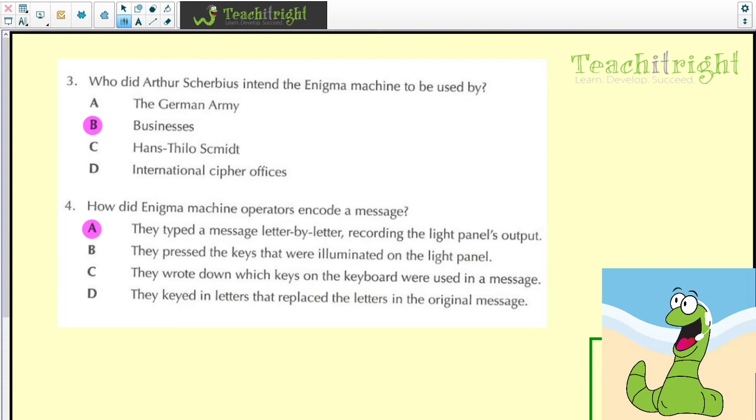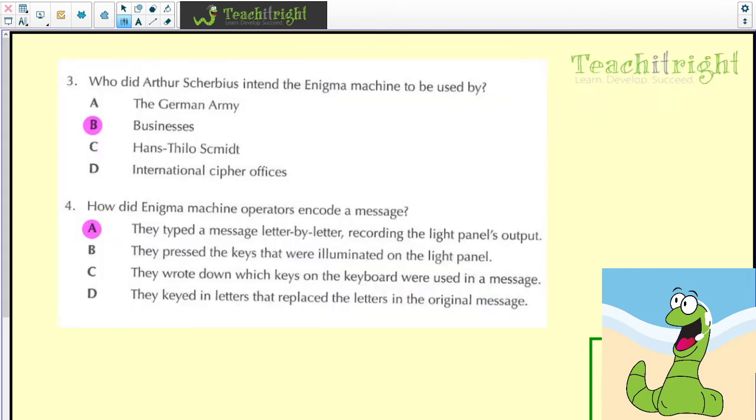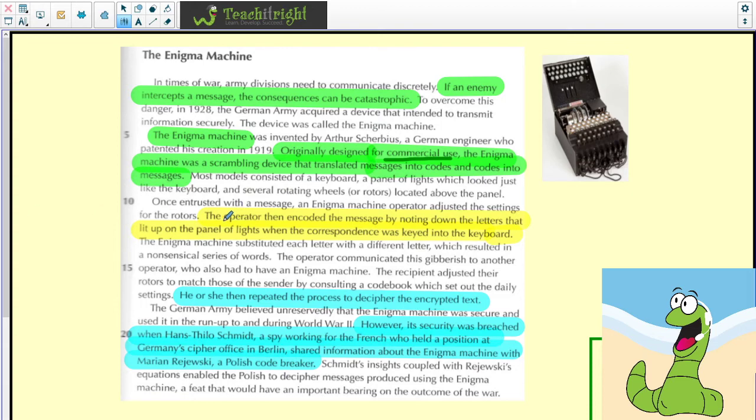How did Arthur Scherbius intend the Enigma machine to be used? Well, Arthur Scherbius intended it to be used for businesses, and it actually talks about commercial use. And anything to do with commercial use is for businesses to use. So that was why it was originally intended to be used, but of course that's not what it ended up being used for. Question 4, how did the Enigma machine operators encode a message? Well, if we go back and have a look at the text, the operator then encoded the message by noting down the letters that lit up on the panel's lights when the correspondence was keyed into the keyboard.